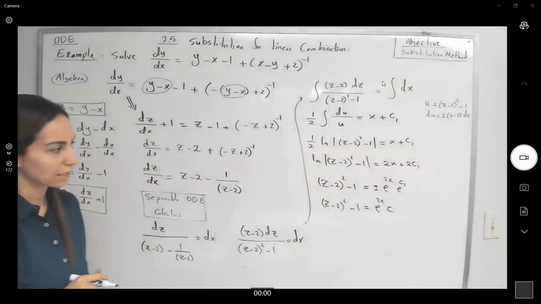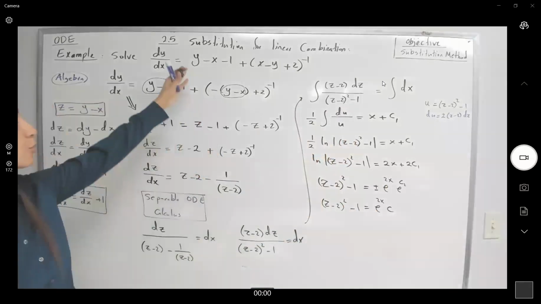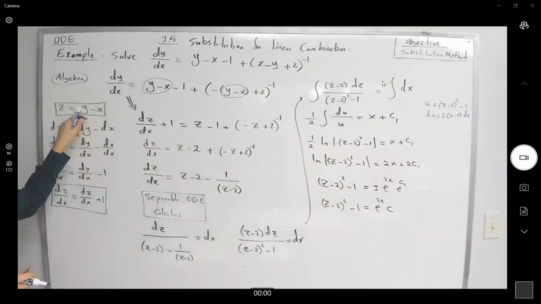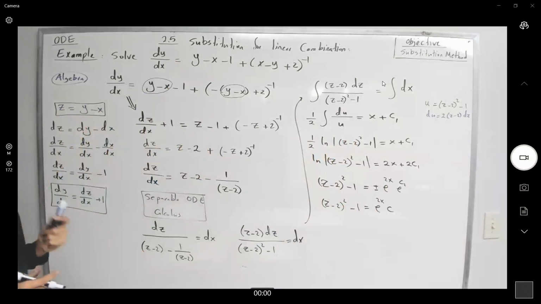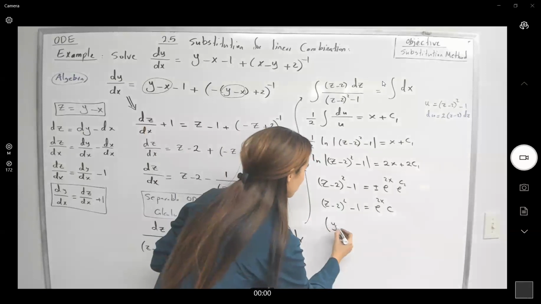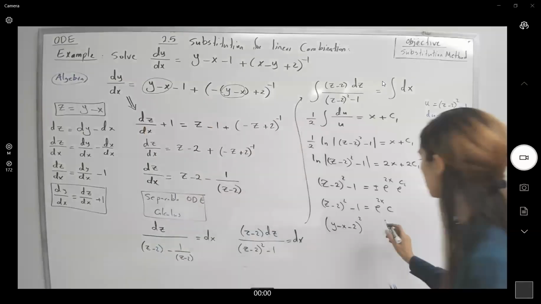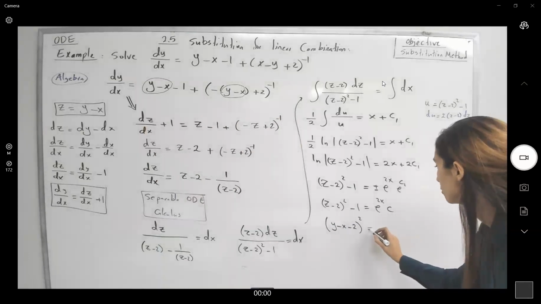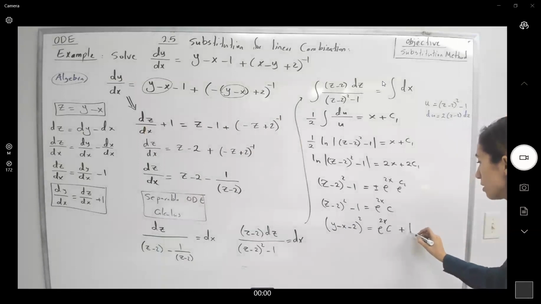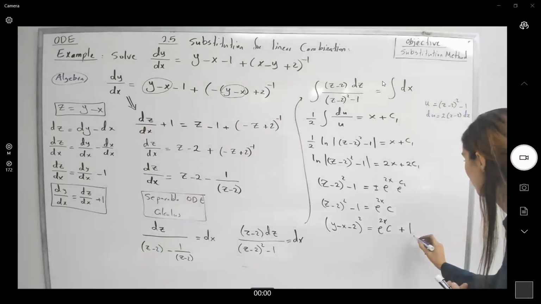Okay, guys, note that you have z in the final answer, in the general solution, but your original differential equation is in x and y. So remember that you have to convert it back into x and y. So this becomes (y minus x minus 2) squared equals e to the 2x times c plus 1. We found the general solution for this differential equation.